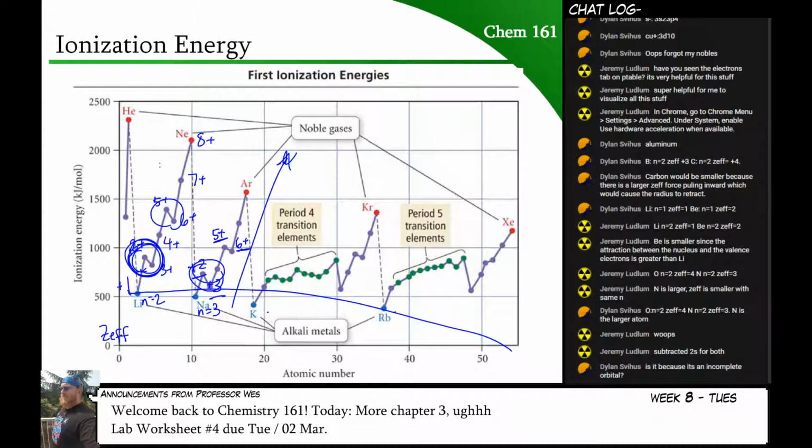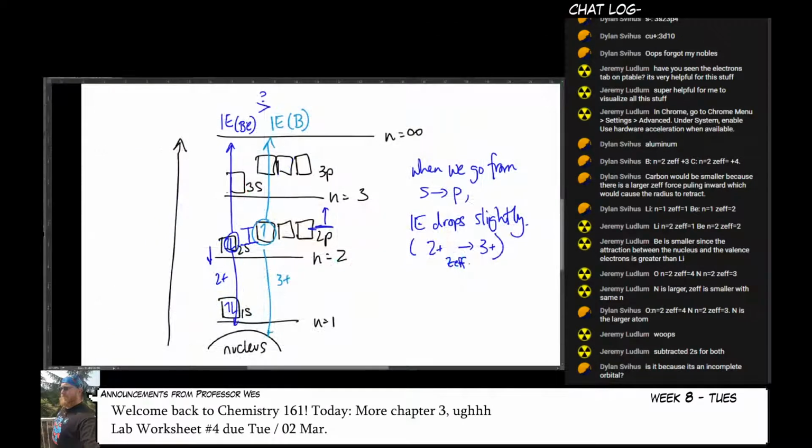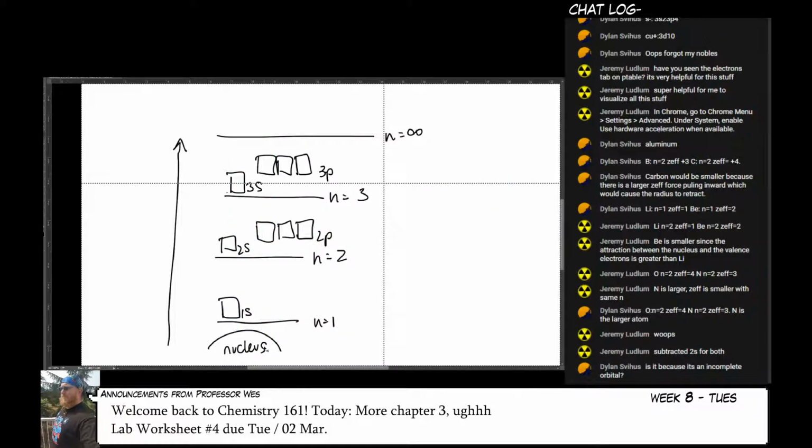Now what we got to do is explain 5 and 6. So let's go back to the diagram. And we'll get rid of everything again. And so now I'm going to look at nitrogen versus oxygen. So here would be nitrogen. And then here would be oxygen.